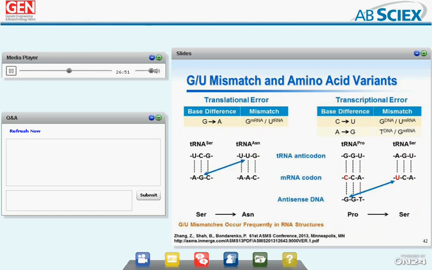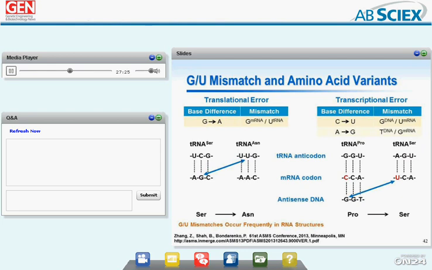When you take a look at how these mismatches can occur, leading to your amino acid sequence variants, this was a great presentation created by Zhongqi Zhang at the American Society for Mass Spectrometry conference last summer in Minneapolis, and this talk can be downloaded from the ASMS archives. But I have summarized it here in the next few slides, showing that he found that a GU mismatch occurs frequently in RNA structures, and we can directly limit these GU mismatches to either a translational error or a transcriptional error.